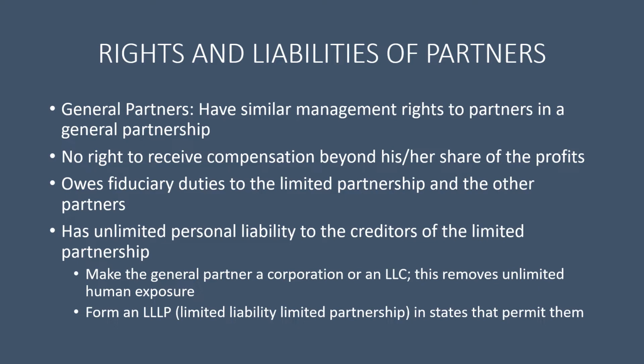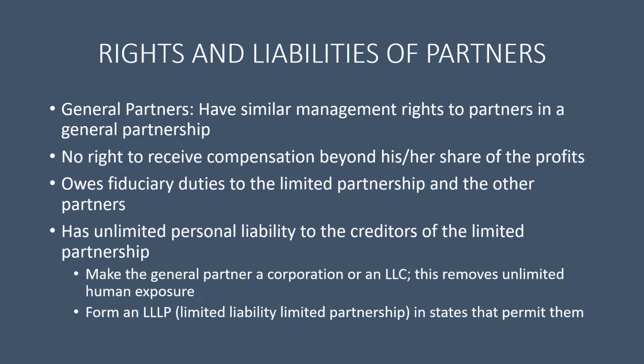The rights and liabilities of the partners vary depending on whether the partner is a general partner or whether the partner is a limited partner. There are some rights and liabilities that both of them share, but there are some rights and liabilities that are very different. As I've said, with respect to general partners, they have management rights similar to partners in a general partnership. Usually, the general partner or general partners share equally in the right to manage the business. In absence of an agreement to the contrary, a general partner has no right to receive compensation beyond his or her share of the profits.